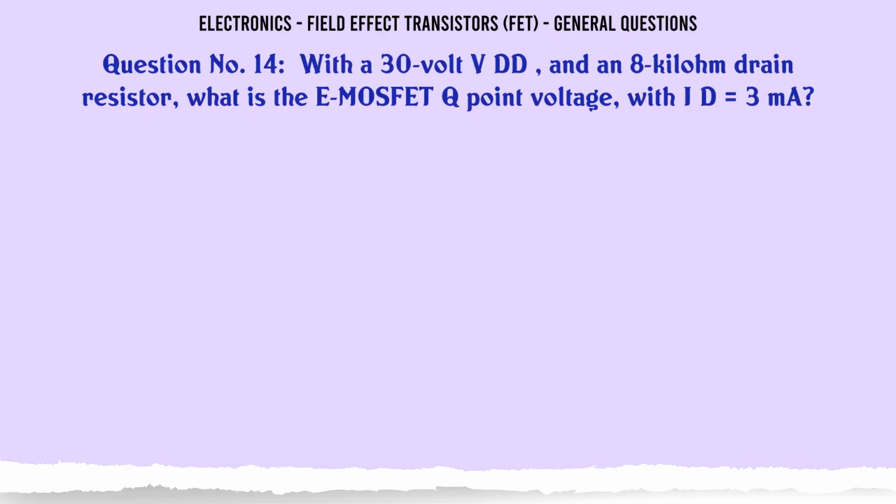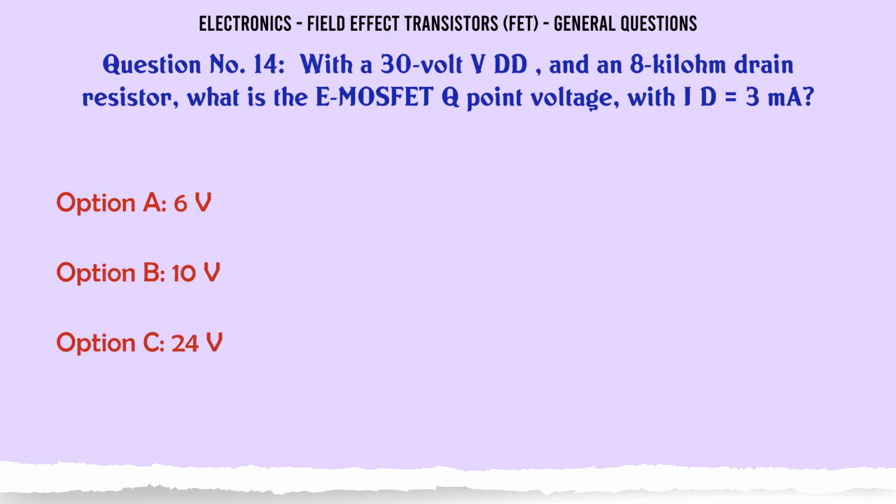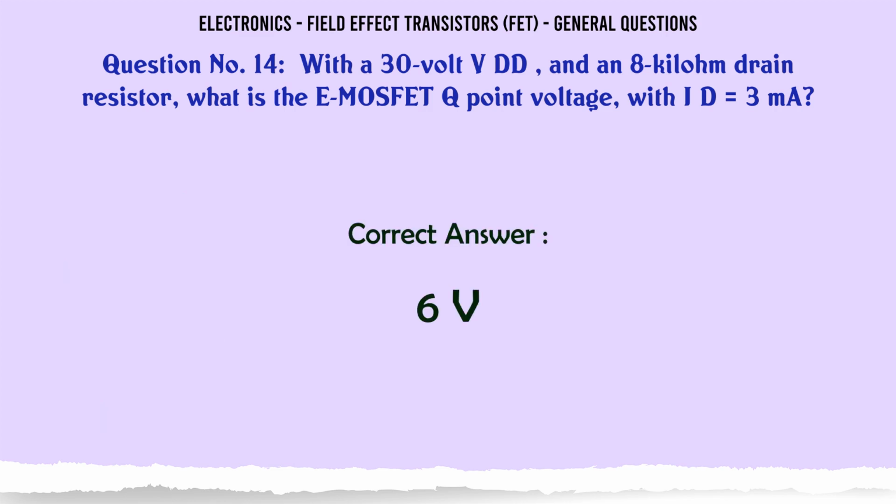With a 30-volt VDD and an 8 kΩ drain resistor, what is the E-MOSFET Q point voltage with ID 3 mA? A. 6V, B. 10V, C. 24V, D. 30V. The correct answer is 6V.